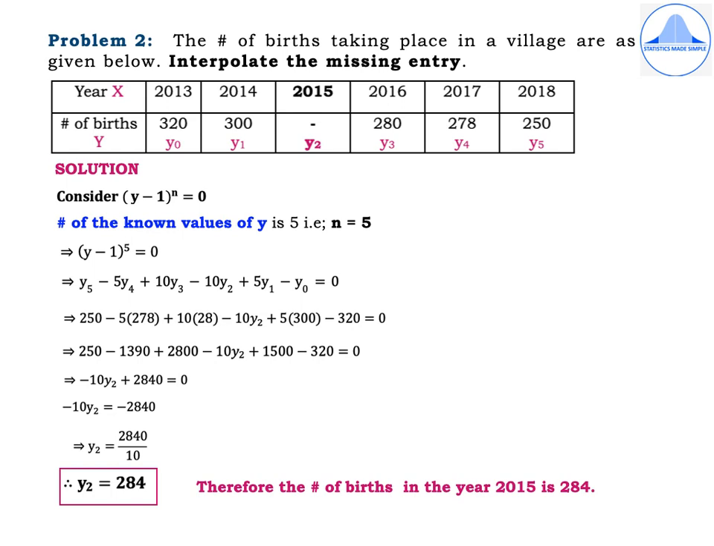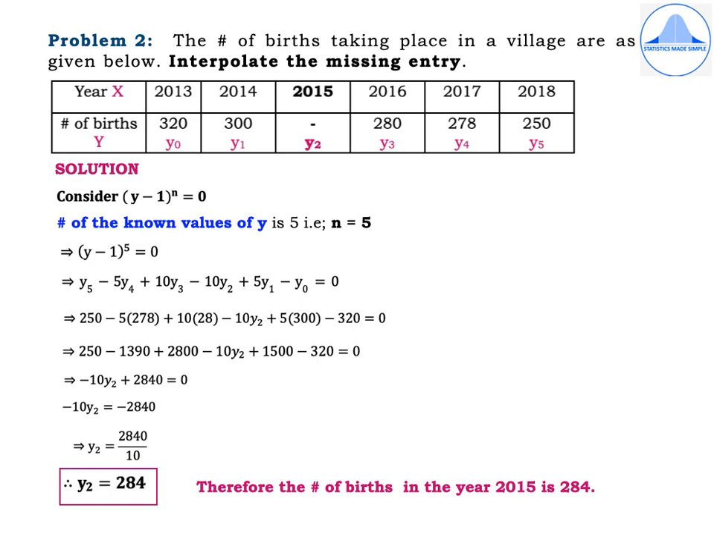Problem 2. The number of births taking place in a village are as given below. Interpolate the missing entry. The years are 2013, 2014, 2015, 2016, 2017 and 2018. The number of births are 320, 300, then you have the missing entry, 280, 278 and 250. The years are denoted by capital X and number of births are denoted by Y, and the Y values are denoted by Y0, Y1, Y2, Y3, Y4 and Y5.